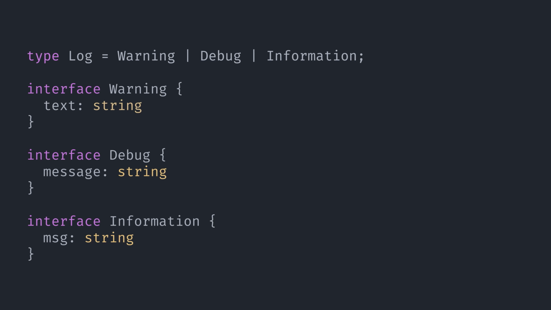So, tagged union types. What are they? It's actually pretty self-explanatory. They are union types with a tag. For example, you could have a union type called log that aggregates three interfaces: warning, debug, and information. Cool, now we have a union type.